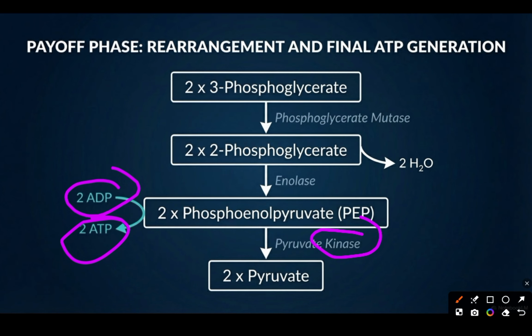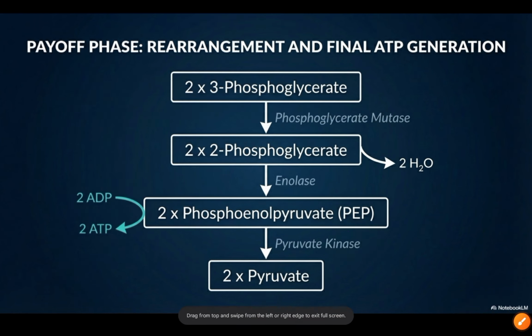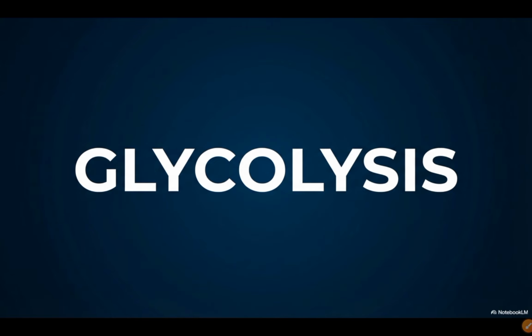And how many pyruvate have we produced? For every 1 glucose molecule, we produce 2 pyruvate. So what is glycolysis? Glycolysis can be defined as the process by which we convert glucose, which is 6 carbon atoms, to 2 molecules of pyruvate, which are 3 carbon atoms. Don't forget that. Let us now do a summary of glycolysis.